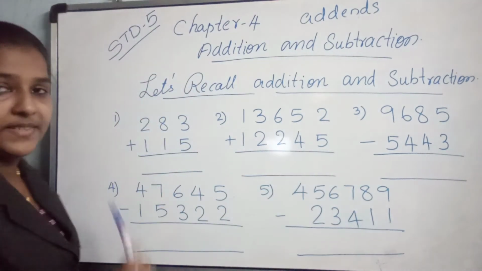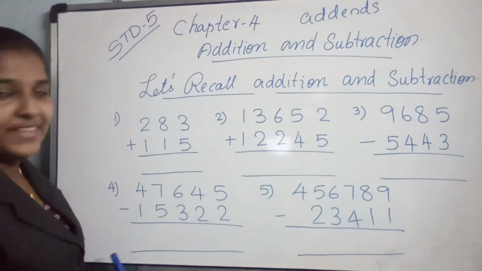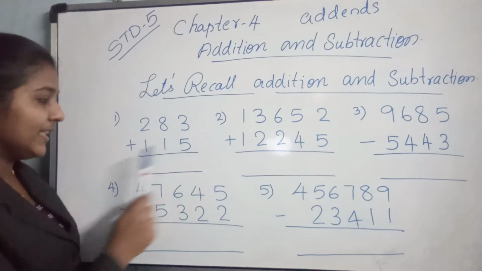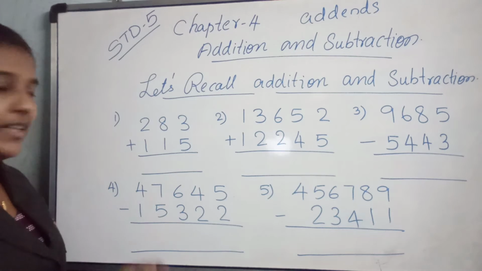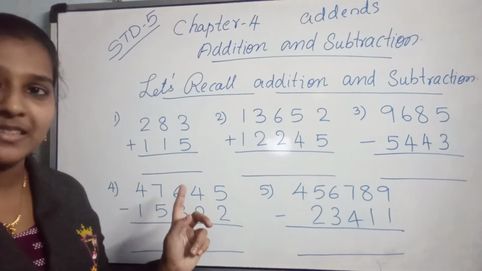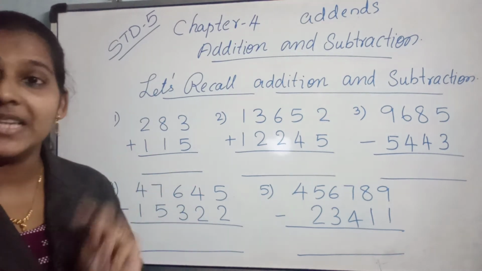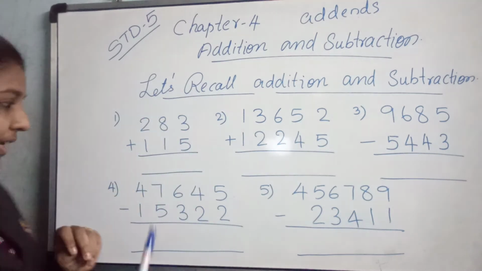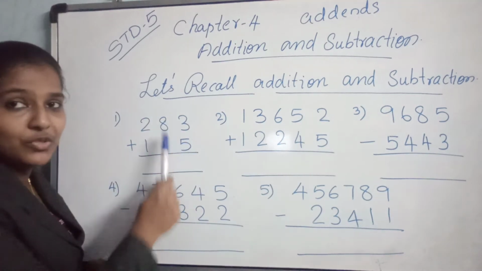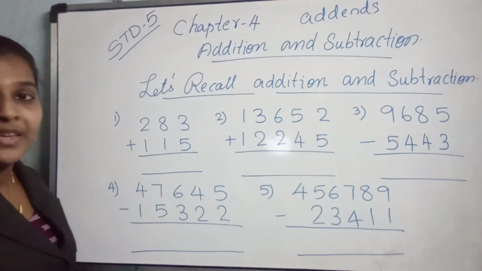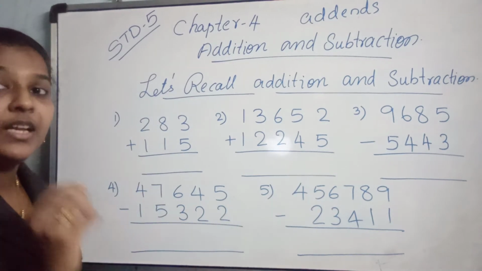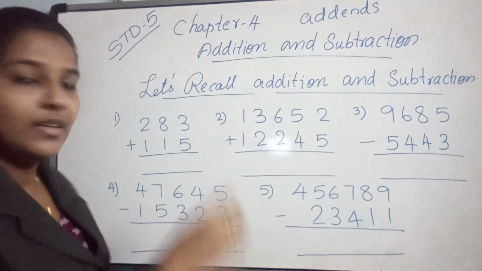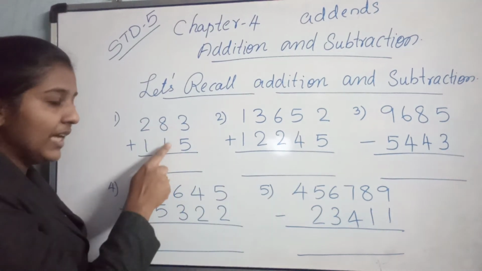Look at this question, children. Let's recall addition and subtraction by doing these. The first one is 283 plus 150. Here 283 is a 3-digit number which has 3 places: ones place, tens place and hundreds place. Let's add these two 3-digit numbers together. Remember, you always start the addition from the ones place. So here are the numbers 3 and 5.